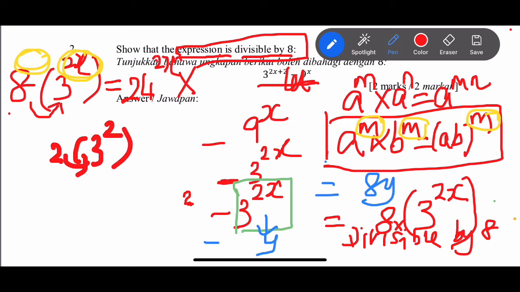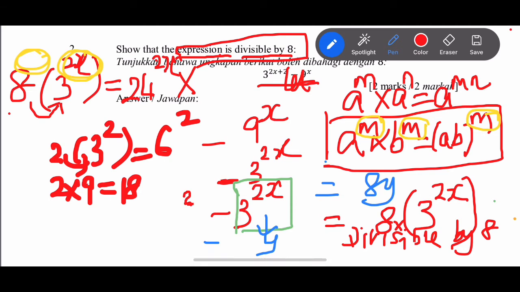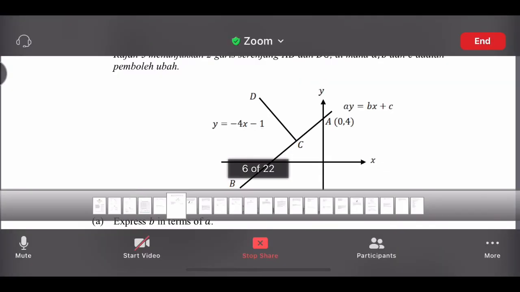So now I'm going to show you why you cannot multiply. 2 times 3 power 2 is 2 times 9, which is 18. If you write it as 2 times 3, 6 power 2, you are getting 36. So they are not the same. Proceed to the next question.